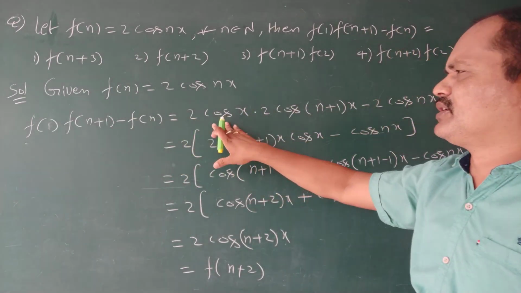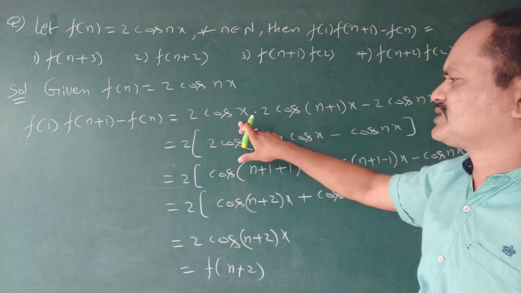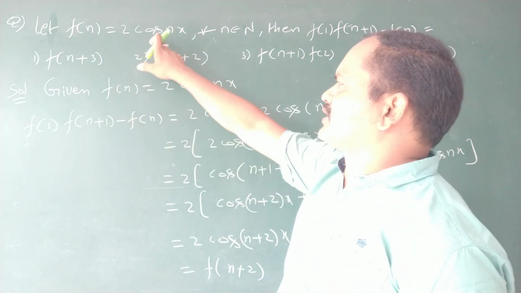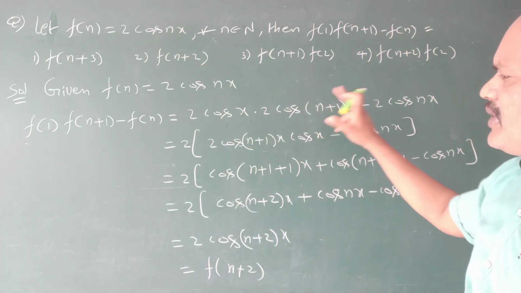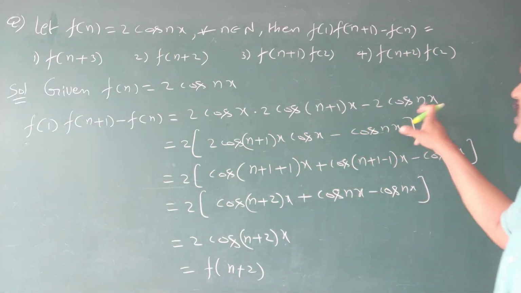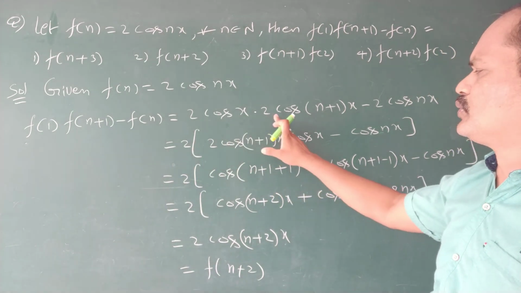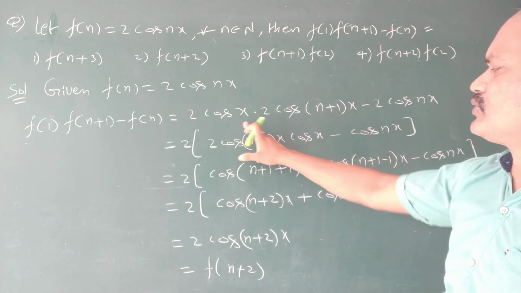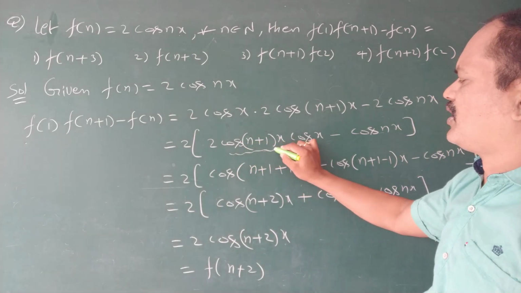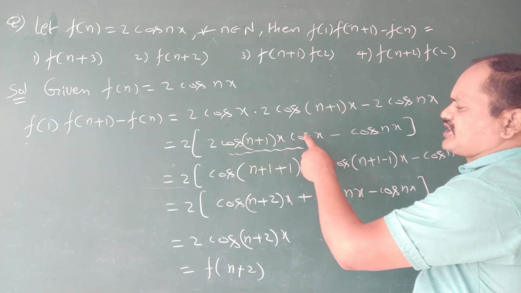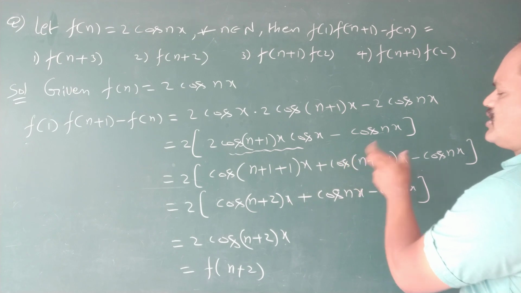So f of 1, in place of n we write 1, that is 2 cos x. Again f of n plus 1, in place of n we write n plus 1, that's why 2 cos (n plus 1)x, minus f of n, directly 2 cos nx. From this expression we take common 2, then 2 cos (n plus 1)x into cos x minus cos nx. So this can be written in the form of 2 cos A cos B, which is cos of A plus B plus cos of A minus B.